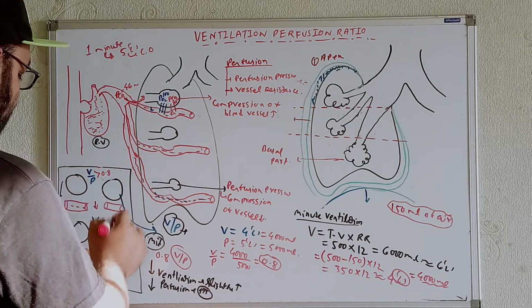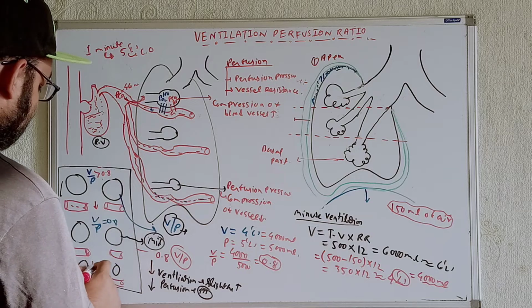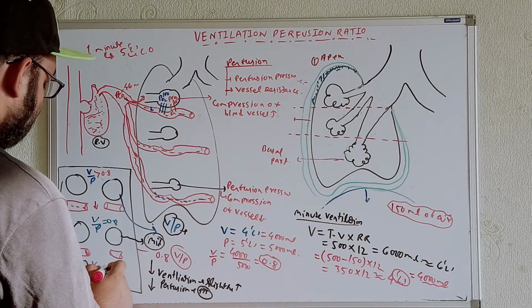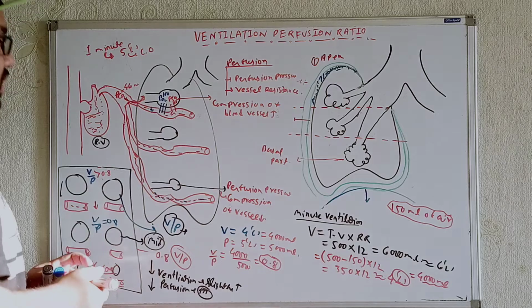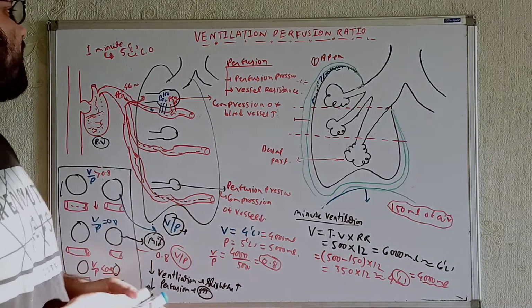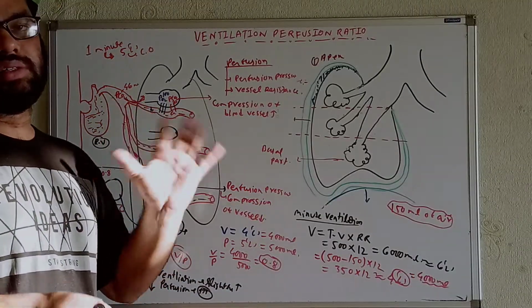In this case it will be normal, but in these cases, the ventilation by perfusion ratio will be less than 0.8. Okay, that's all for the ventilation perfusion. I have already explained what is ventilation, what is perfusion, and after that, what is the ratio.